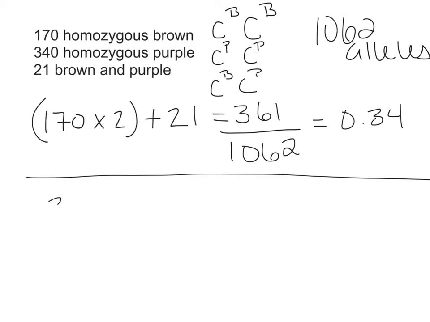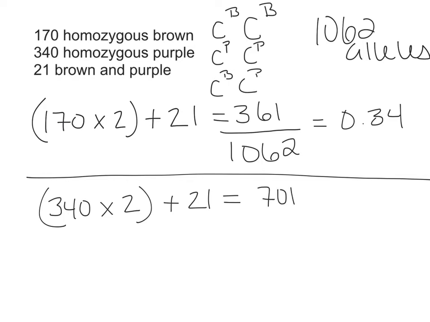Now we're going to do the same thing for the purple allele. So there are 340 individuals who are homozygous purple. Multiply that by 2. Add up our heterozygotes, because they each have 1 copy of that. And now we have a total of 701 purple alleles in our population. We're going to divide that by the total number of alleles. It's going to give us a frequency of 0.66.